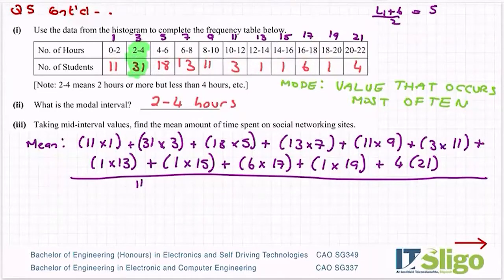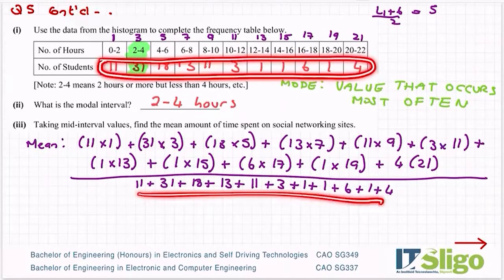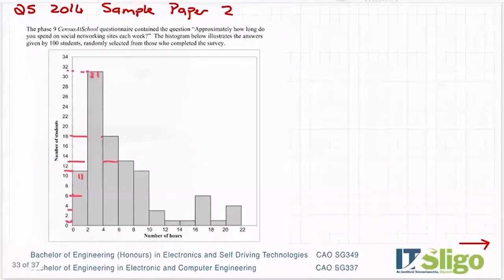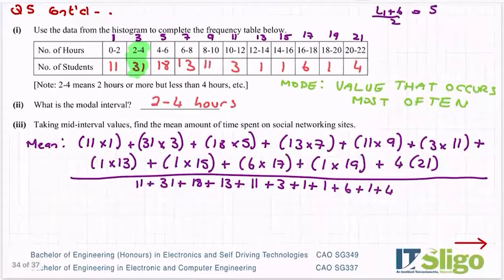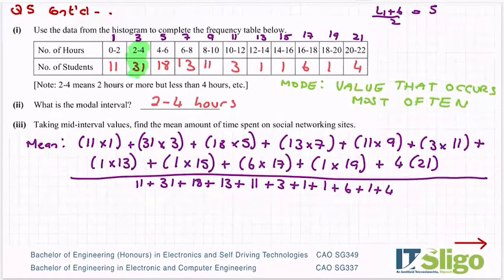You divide by the number of students, which is 11 plus 31 plus 18 plus 13 plus 11 plus 3 plus 1 plus 1 plus 6 plus 1 plus 4. In other words, you add up all of these numbers on the bottom, and that's what you divide by, the number of students. Now I know in this one that that bottom number is going to add to 100 because they already told me it was 100 students. So I could have divided by 100 in this case. But just in case you missed that 100 on the previous page, you will always get it when you add up the number of students here in the table.